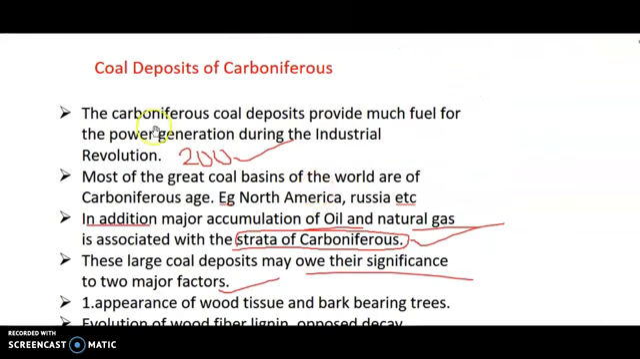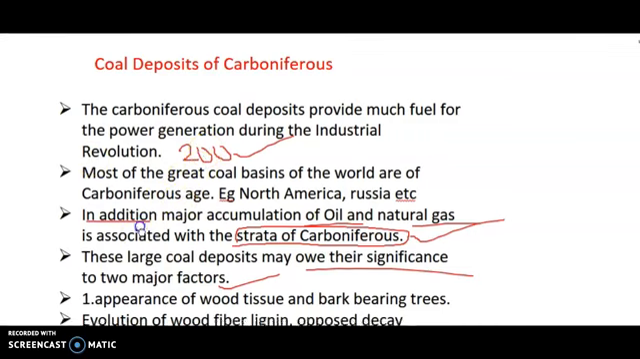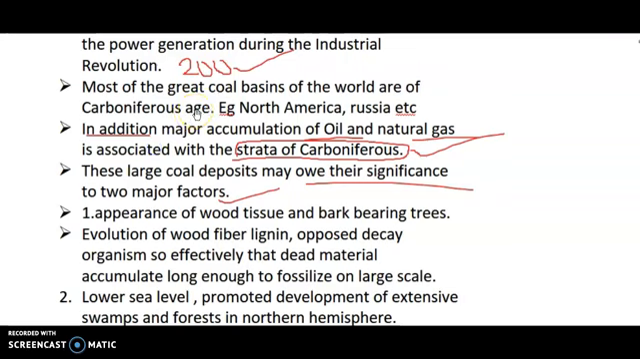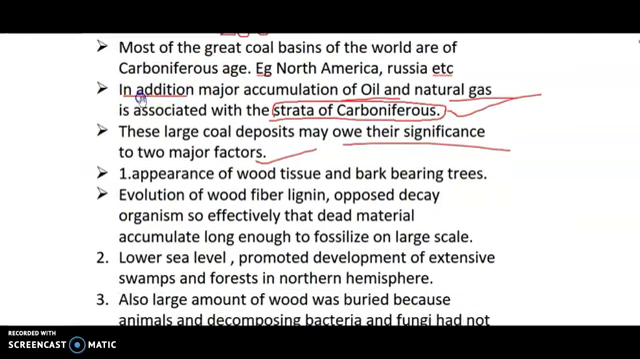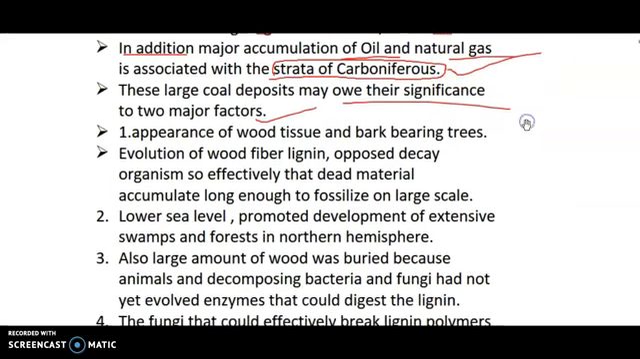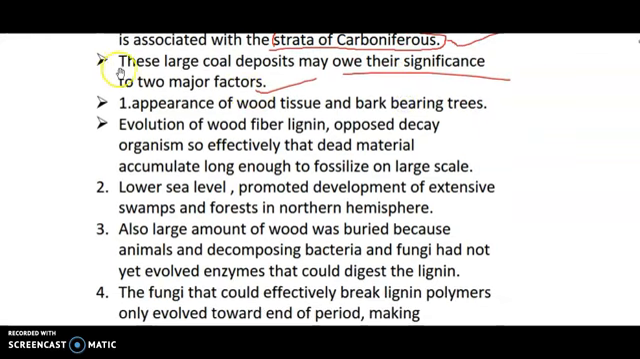Talking about the coal deposits, as you know, the Carboniferous coal deposits are very famous, and they provided much fuel for the power generation during the Industrial Revolution, which lasted almost 200 years. And still in today's world, coal is a major source of fuel, especially for developing countries such as India and China. In addition, major accumulations of oil and natural gas are associated with the strata of the Carboniferous period. So this marks the importance of the Carboniferous period. These large coal deposits owe their significance to two major factors.